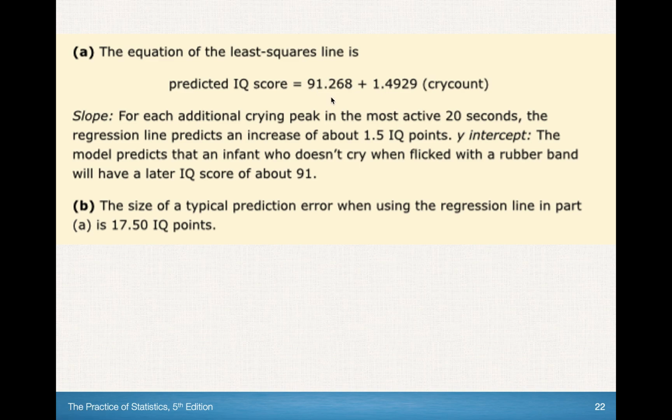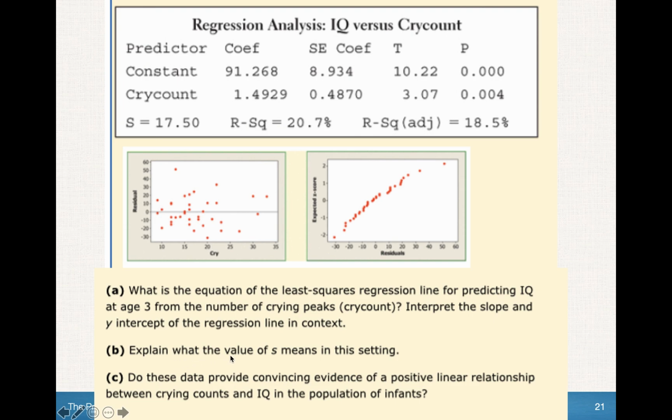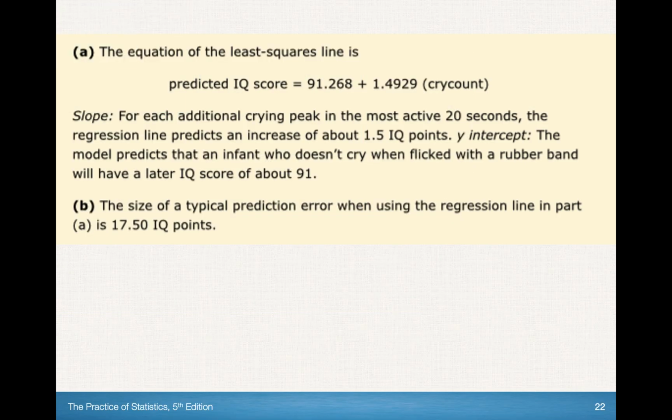Part B says, explain the value of S and what does it mean in this setting. Again, S is the standard deviation of the residuals. It's your typical prediction error. So in the context of the setting, it is a typical prediction error when using the regression line in part A. When using this regression line, it's on average how far off you will be from the actual IQ score versus the predicted IQ score.